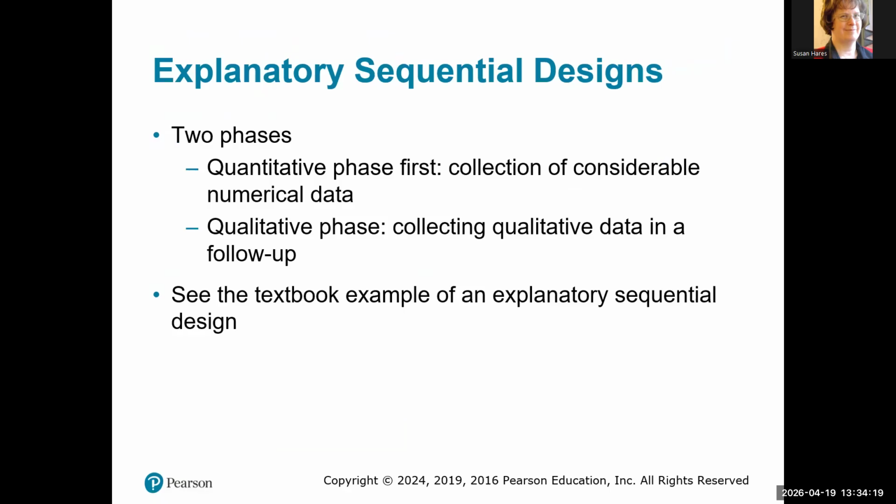The explanatory design is when the first phase is a collection of a considerable amount of data, a lot of survey information or a lot of experimental information, and the qualitative data follows up. One example is an experiment where afterwards the participants are interviewed to find out what they found useful. So you have the quantitative data, all the averages, the values they thought, perhaps the predictions for a result, and the qualitative gives us more background.